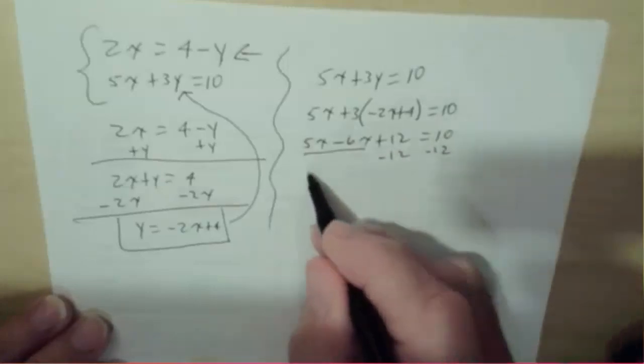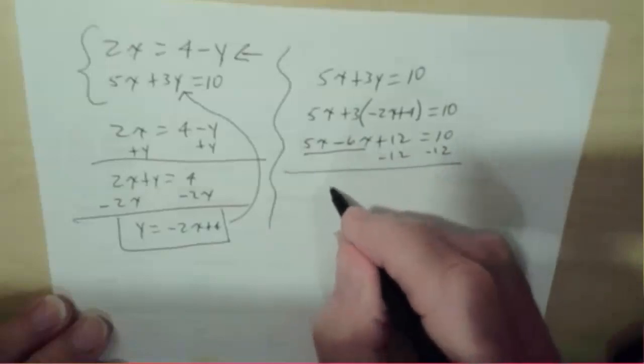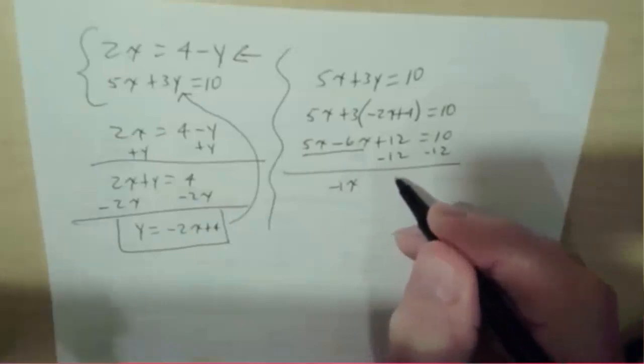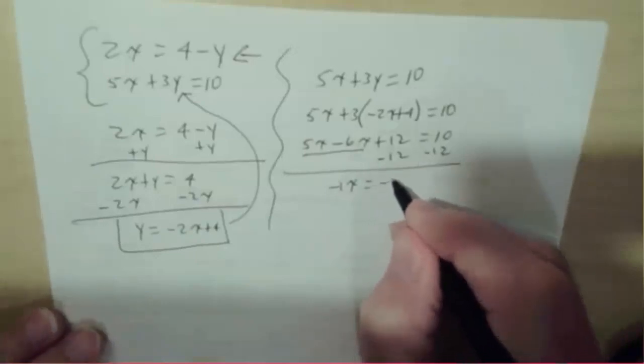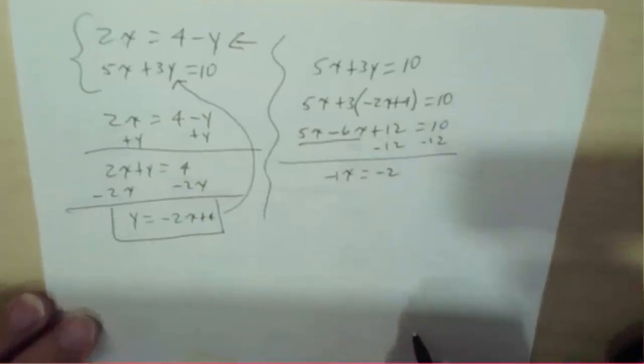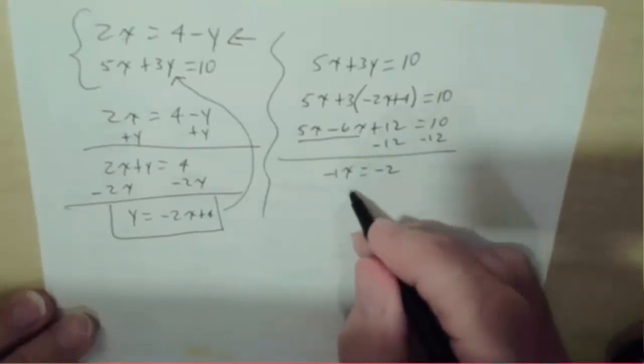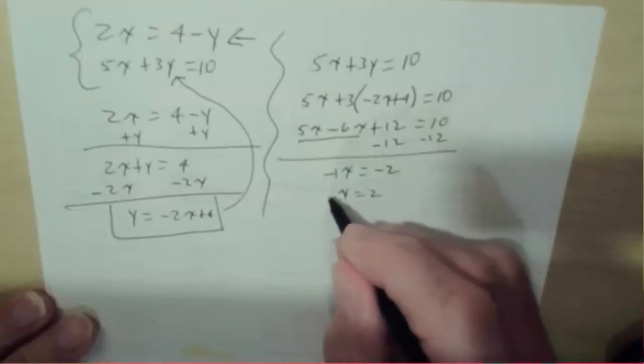Okay, we're going to combine like terms, and at the same time, let's move the 12 to the other side. So we get negative 1x equals negative 2. And now we're going to either divide or multiply by negative 1, and we get x equals 2.